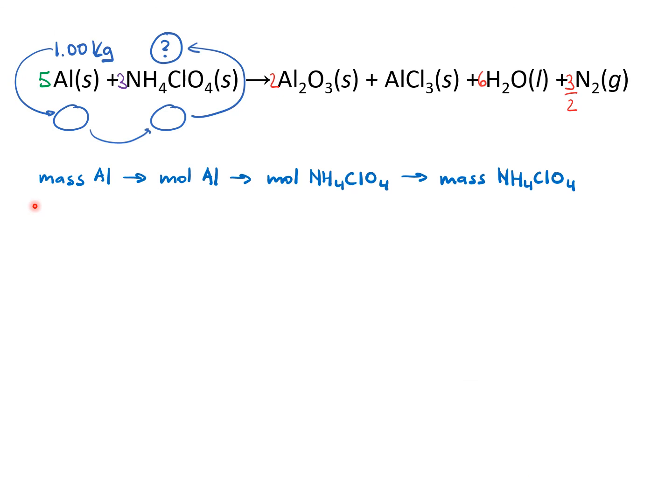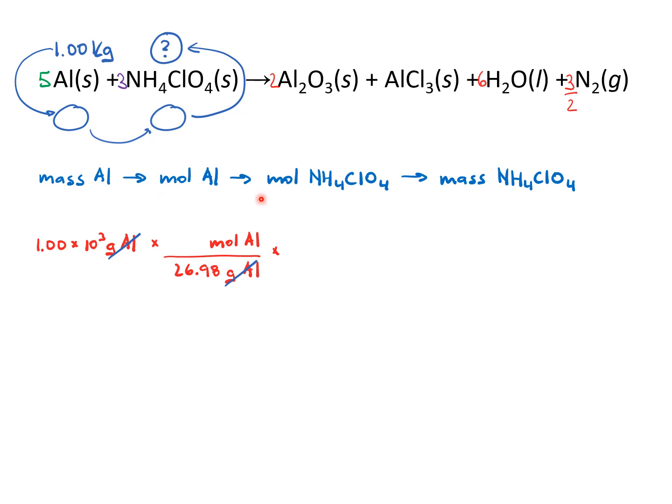Now, since we have a number of calculations to do, the fastest way to do this is to string the calculations together. So starting with the mass of aluminum, which is 1 kilogram, this gives us 1.00 times 10 to the 3 grams of aluminum. Converting from mass of aluminum to moles of aluminum, we would divide by the molar mass, which is 26.98 grams per mole. So dividing by this, we see that the grams of aluminum cancel, leaving us with moles of aluminum, which is what we wanted to calculate.